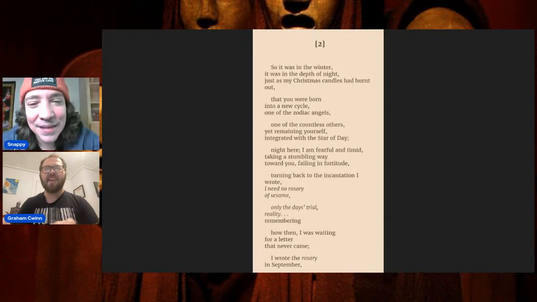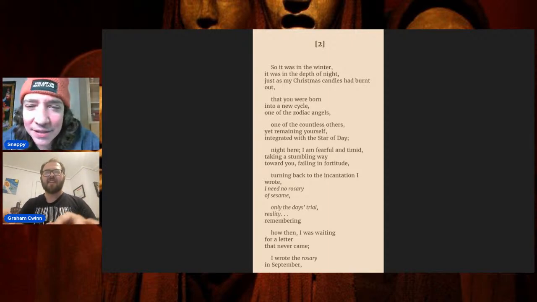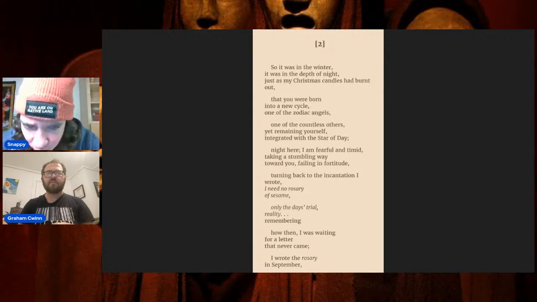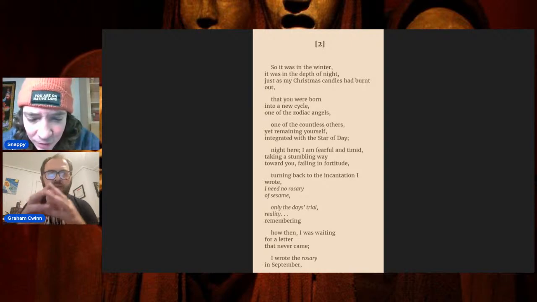All right. So it was in the winter, it was in the depths of night, just as my Christmas candles had burnt out, that you were born into a new cycle, one of the zodiac angels, one of the countless others, yet remaining yourself, integrated with the star of day, night here. I am fearful and timid, taking a stumbling way toward you, failing in fortitude, turning back to the incantation I wrote. I need no rosary of sesame, only the day's trial, reality, remembering.